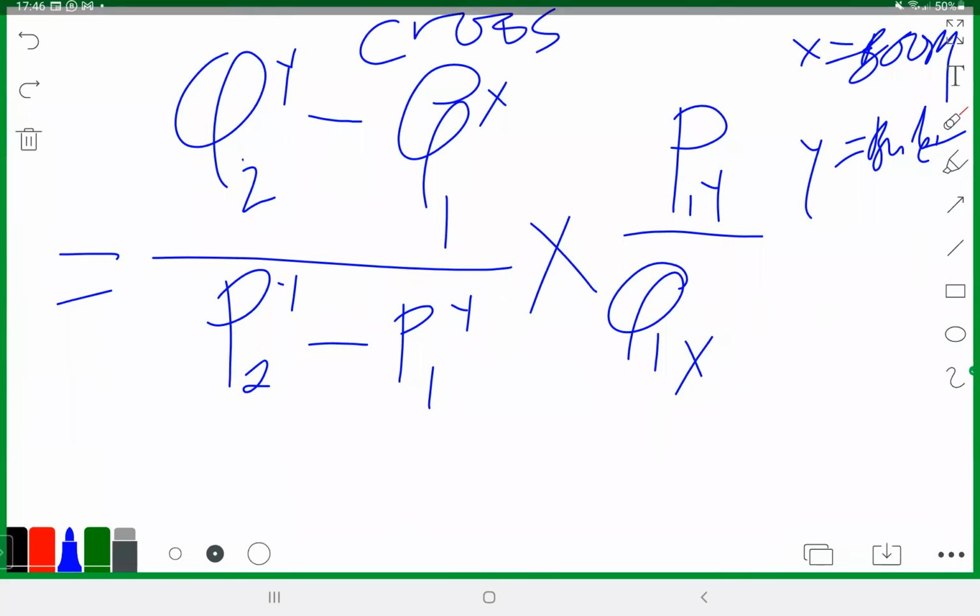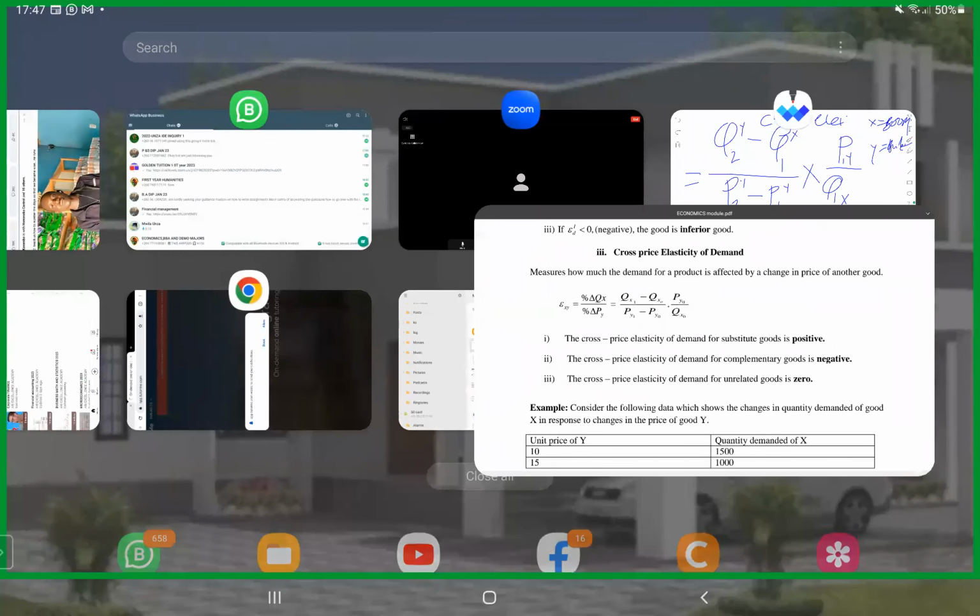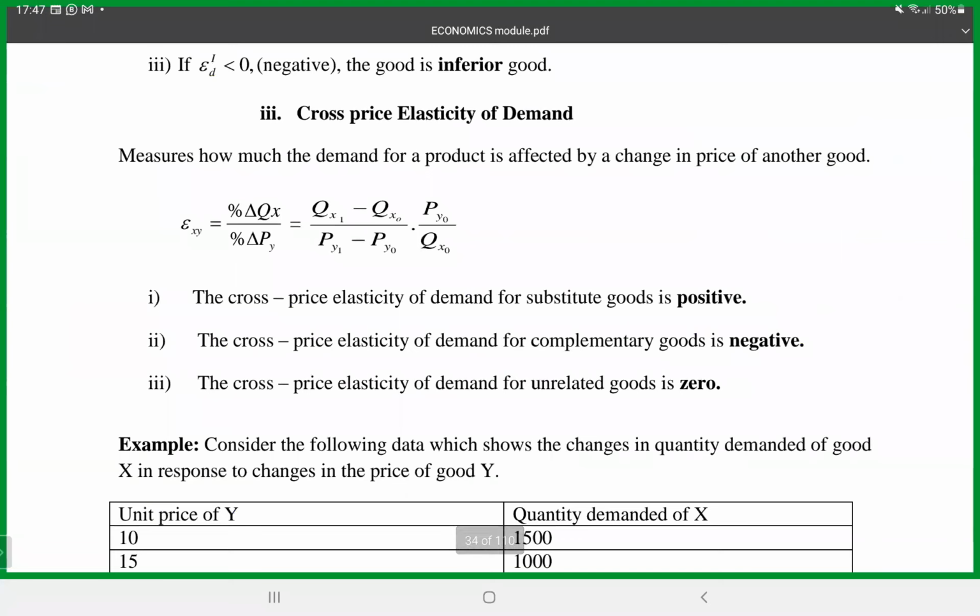Now, as you compute and put numbers into this formula, the answers can be of the following nature. You can have a cross price elasticity of demand which is positive. If your answer is positive, it means the goods you're dealing with are substitute goods. And if your answer is negative, it means the goods you're dealing with are complement goods.